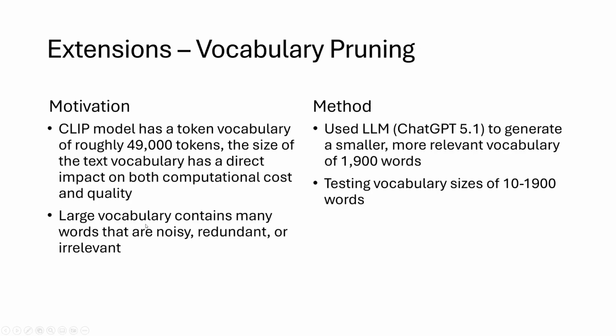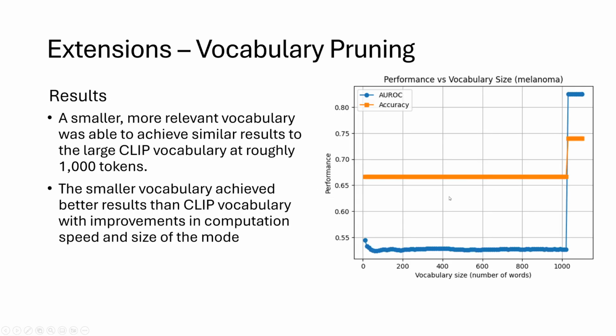But this large vocabulary probably contains many words that are just noise, redundant, or irrelevant to the problem space that we're talking about. So what I attempted to do was use a large language model, specifically ChatGPT, to generate a smaller, more relevant word vocabulary of roughly 1,900 words instead of CLIP's 49,000. I then tested this vocabulary size ranging from just 10 words all the way up to 1,900 words.